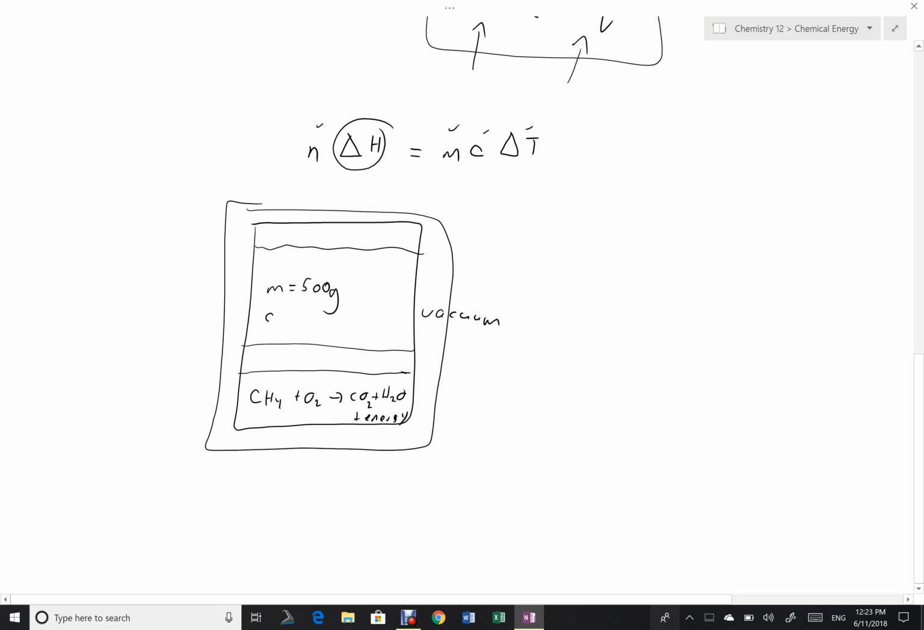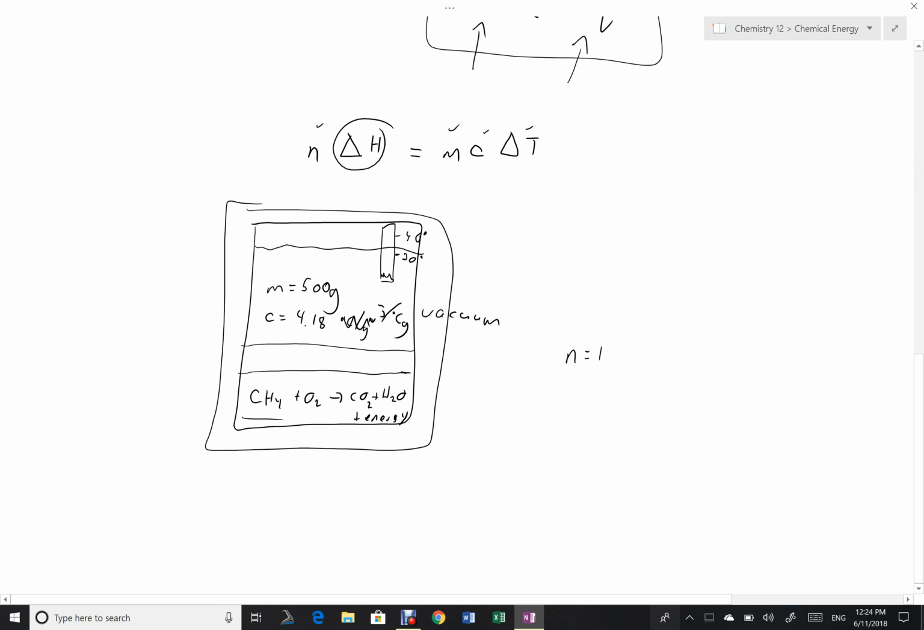And we know the specific heat capacity of water is 4.18 joules per degree Celsius per gram, in the formula m c delta T. And we have a thermometer sitting in here, and we see the temperature go from, say, 20 degrees to 40 degrees. And we know how much CH4 we burned, so we know our number of moles. Let's just make it 1 or something, it doesn't matter.